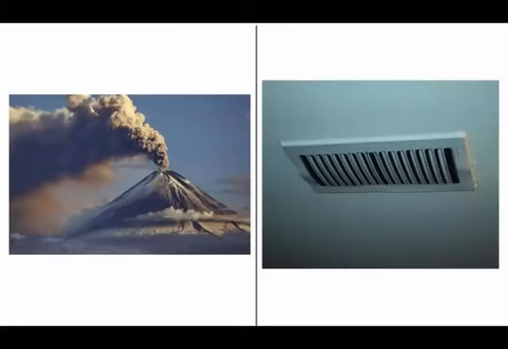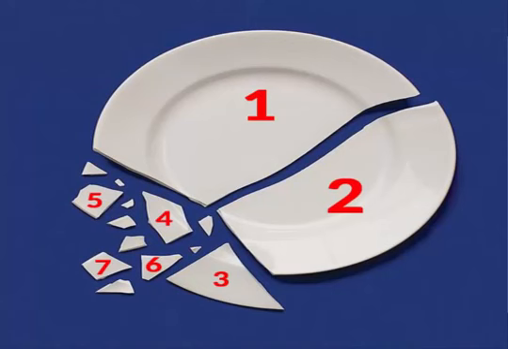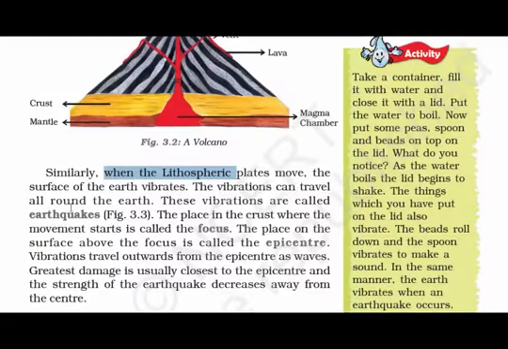What is a volcano? A volcano is nothing but a ventilator on the Earth's crust through which molten material erupts. When the lithospheric plates move, the surface of the Earth vibrates. The vibration can travel all around the Earth. These vibrations are called earthquakes.